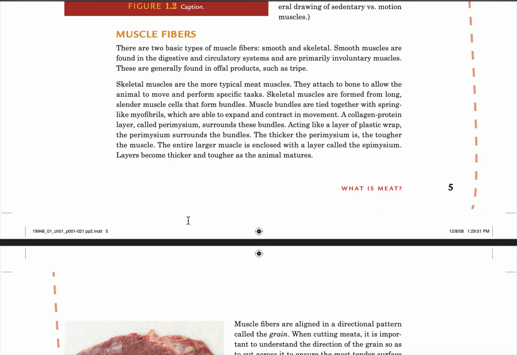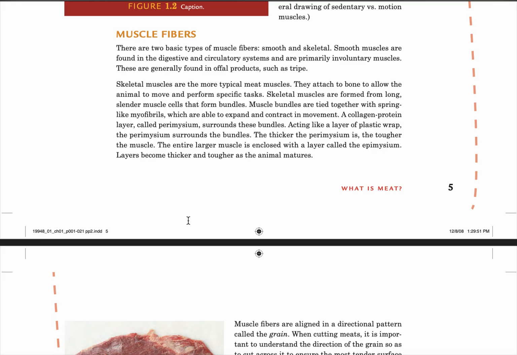Muscle fibers. There are two basic types of muscle fibers: smooth and skeletal. Smooth muscle fibers are found in the digestive and circulatory systems and are primarily involuntary muscles. These are generally found in offal products such as tripe. Skeletal muscles are the more typical meat muscles.